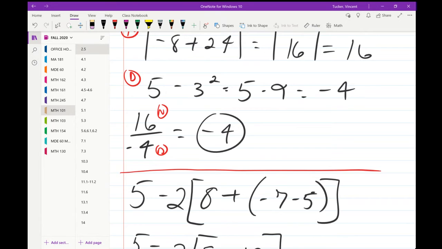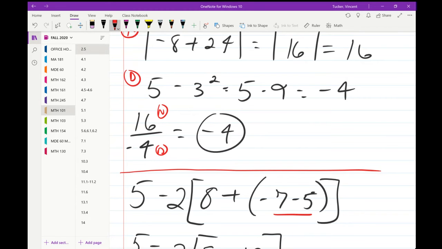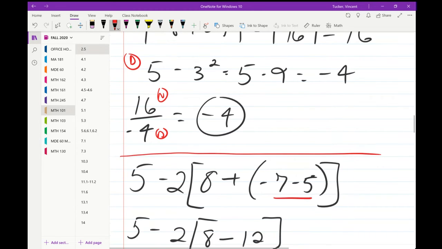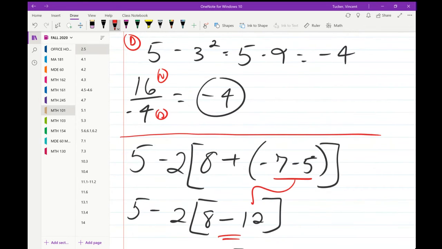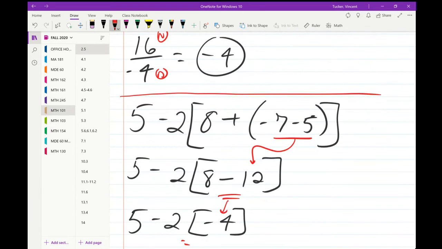So whenever you have grouping symbols embedded in another set of grouping symbols, you want to do your innermost grouping symbol first. So you have negative 7 minus 5 is the first thing that we'll do. And that gives us negative 12. From there, we still have an operation inside of a grouping symbol, so we'll take care of that. So 8 minus 12 will give us negative 4.